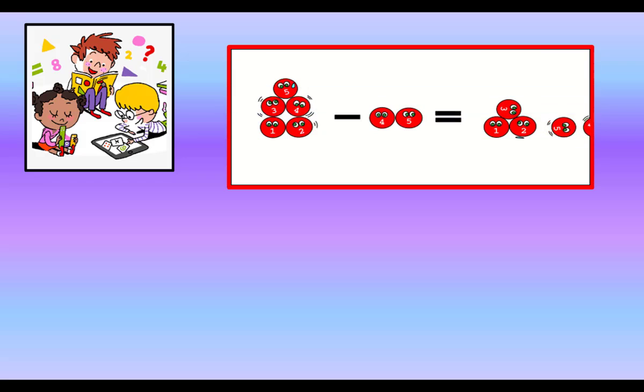This is the minus sign and this is the equal to sign. Let's see some more examples. There are 5 balls and 2 balls are removed. So 5 minus 2 is equal to 3 balls. So the remaining balls are 3.